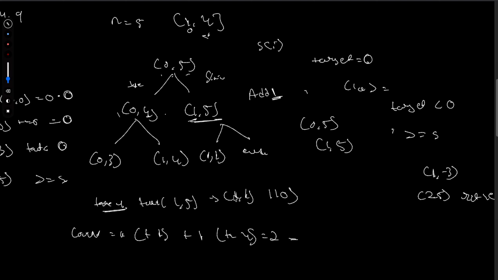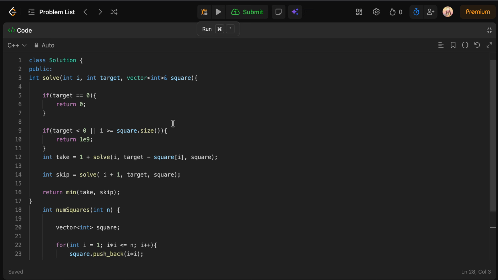Memoization means we store the result of a subproblem, like solve of i and target. Next time we need the same i and target, we just return the stored value and avoid repeated work. So it makes recursion fast and feasible. So let's convert this code into memoization.